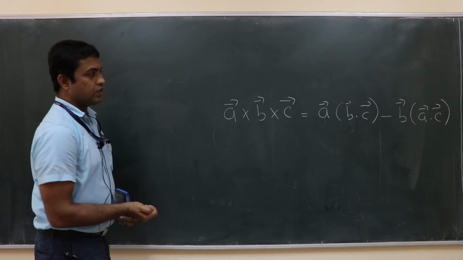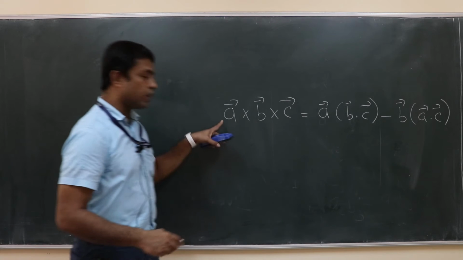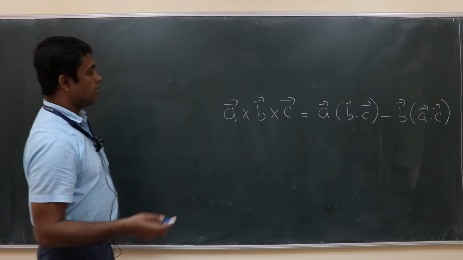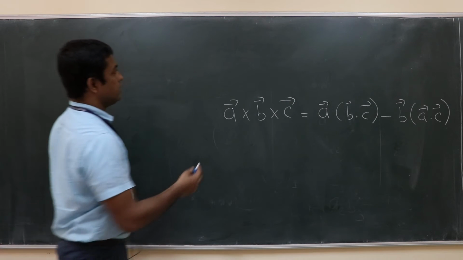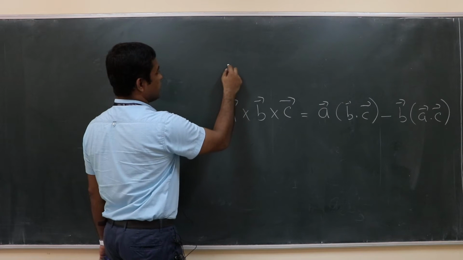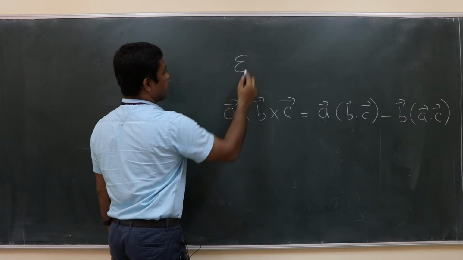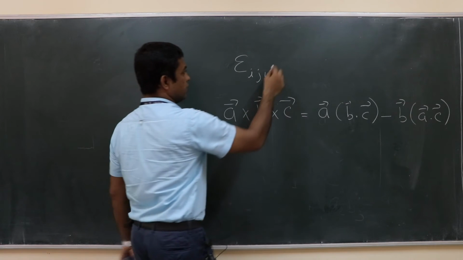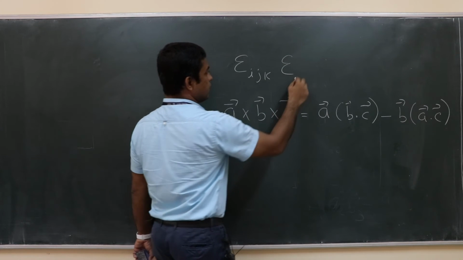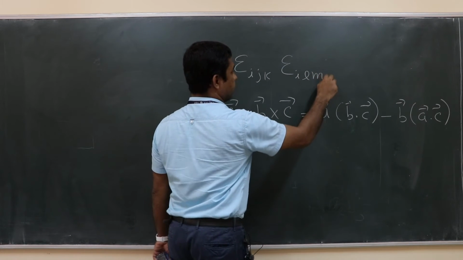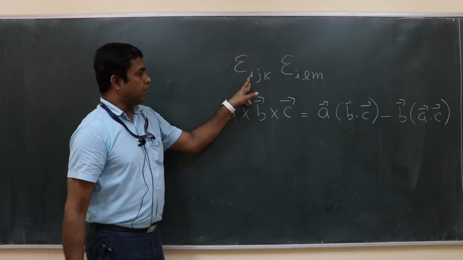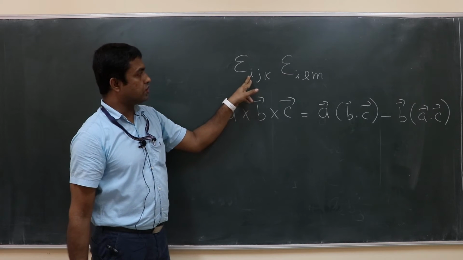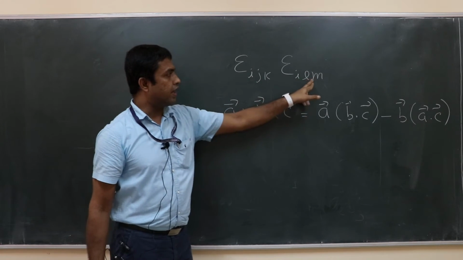Okay. So let us see how you can derive this formula very quickly using epsilon ijk, the Levi-Civita symbol and index notation. Before that, I just want to tell you one formula: the product of two Levi-Civita symbols, epsilon ijk and epsilon ilm. See, one index in both is the same.